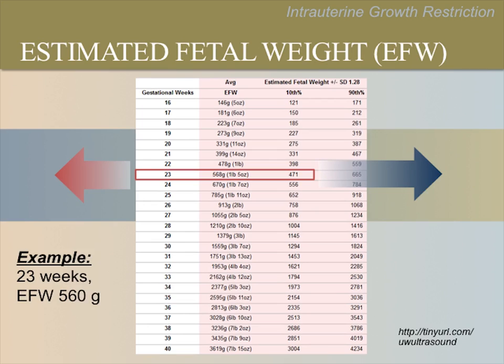Let's practice with another example. Assume you have an estimated weight of a fetus at 23 weeks to be 560 grams. Please pause the video now to use your estimated fetal growth chart to determine if this fetus is a normal weight. The answer is that at 23 weeks, 560 grams is above the 10th percentile weight of 471 grams. So this fetus is in the normal weight range for this gestational age.